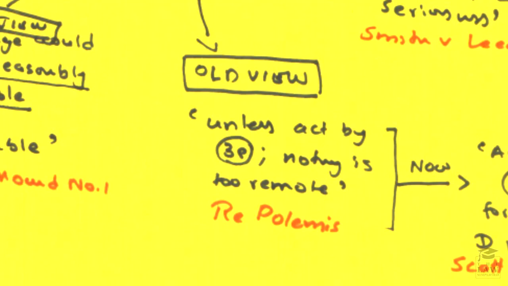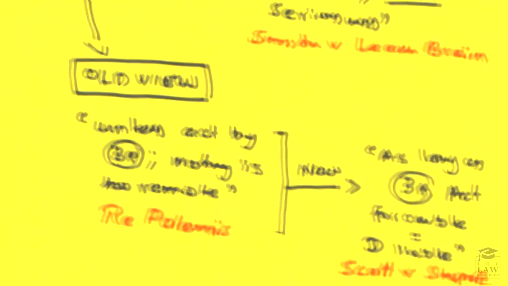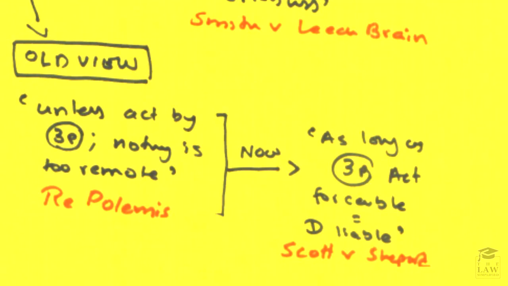So if the claimant is claiming damages or compensation in relation to a defendant's act, however, the act itself or what occurred was due to a third party, then it might be considered too remote. Otherwise, if the defendant was involved in some way, shape or form, regardless of a third party, Re Polemis states that there is no remoteness, the defendant is liable. In Scott and Shepherd, the old law, which is in Re Polemis, was shifted to state that as long as the third party act was foreseeable, the defendant is liable.